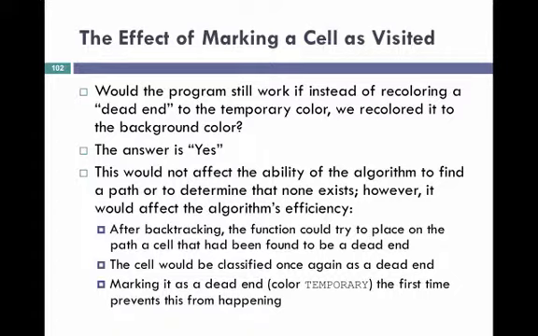Now, the effect of marking a cell as visited. Would the program still work if instead of recoloring a dead end to a temporary color, we recolored it to the background? The answer is yes. It would not affect the ability of the algorithm to find a path. It would affect the efficiency. After backtracking, the function could try to place on the path a cell that had been found to be a dead end, and the cell would be classified once again as a dead end. So marking it as a dead end the first time prevents this from happening. So it helps us later on to not reconsider and repeat work that we've already done earlier.